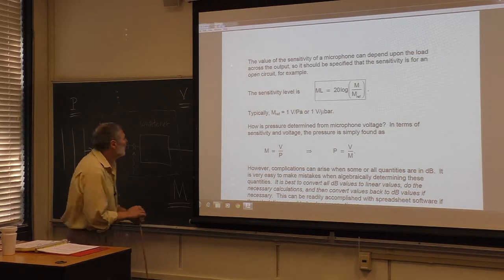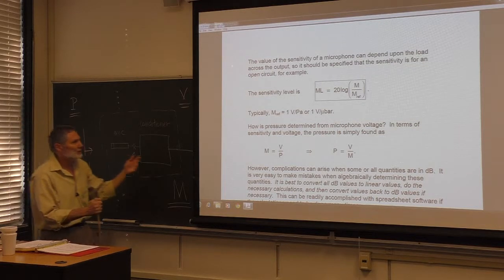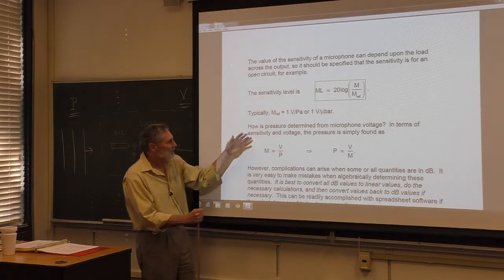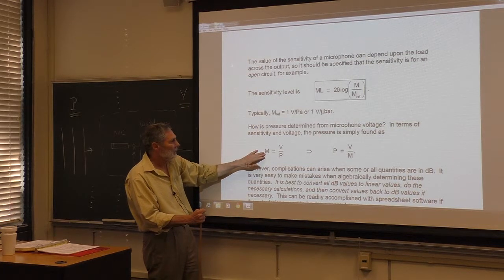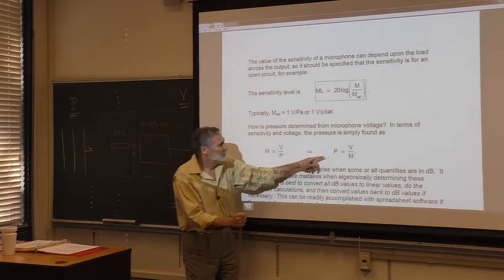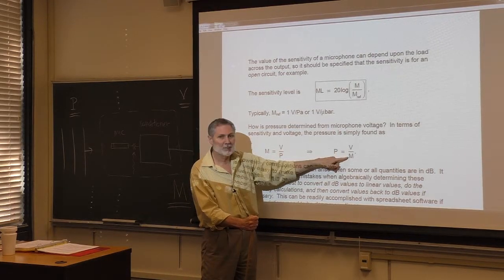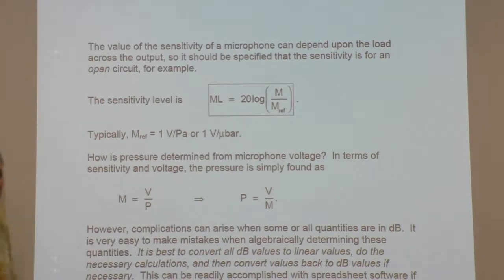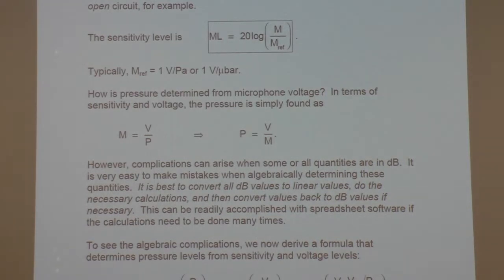So, the basic idea here is we measure a voltage, we want to know what the pressure is. Well, from the linear perspective, not the level, just from the standard perspective, that's easy. The sensitivity is the volts per Pascal. So if I want to know the acoustic pressure, I take the volts divided by the volts per Pascal, the sensitivity. That's going to tell me the acoustic pressure. That's simple, okay? However, it's not so simple when you start dealing with dBs.